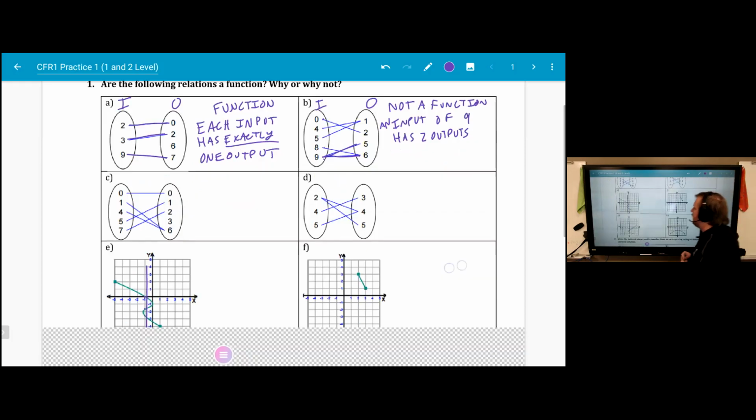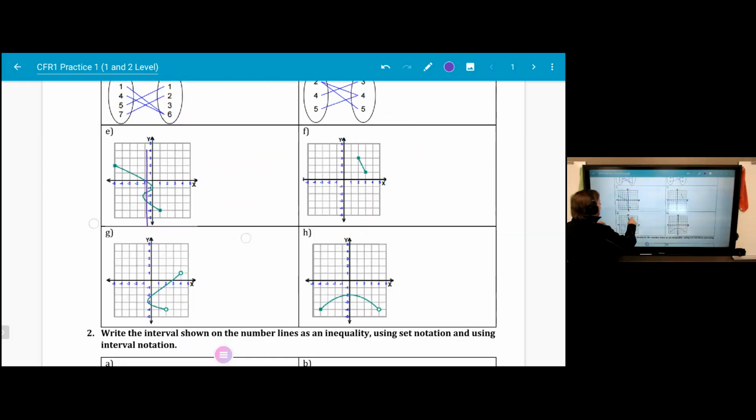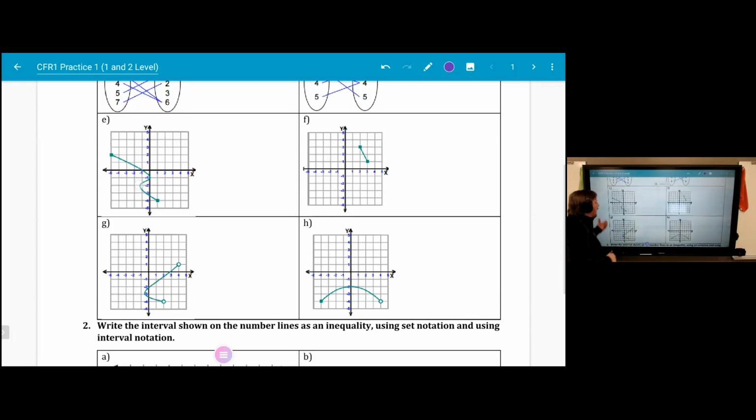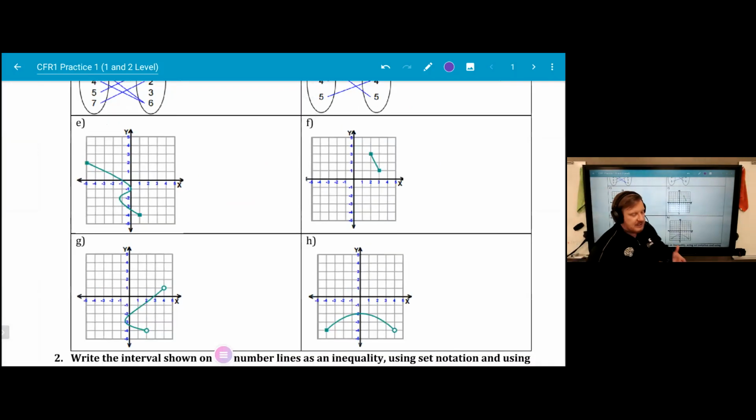Now, this will convey the same thing. This is the graph of the function or relation that we have to test. Again, each input should have only one output. In this case, what we do is called the vertical line test. We pass a vertical line through the function or relation, and if any vertical line you draw hits more than one output, then it's not a function.